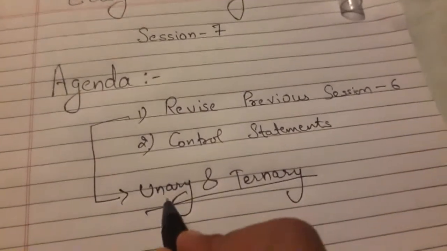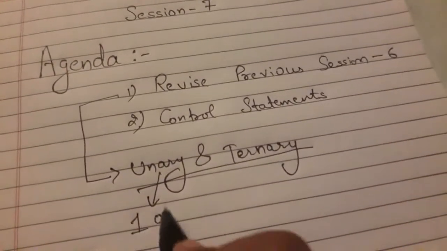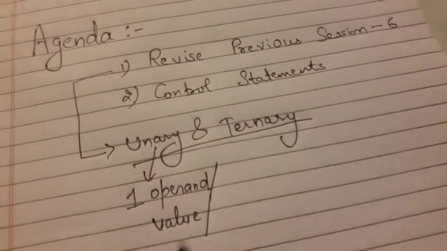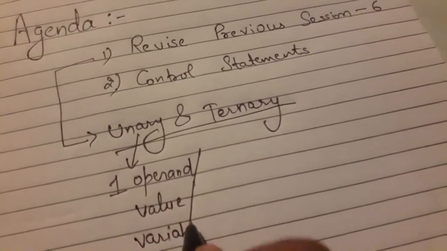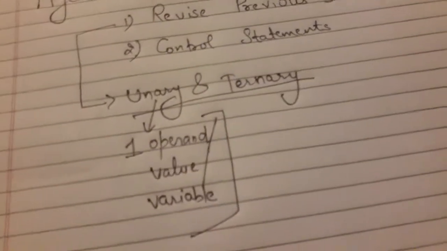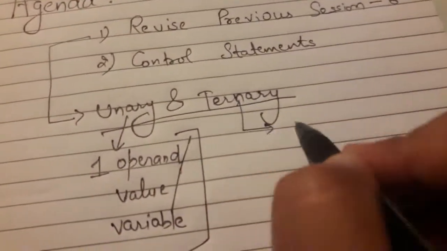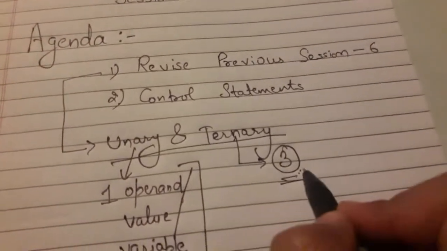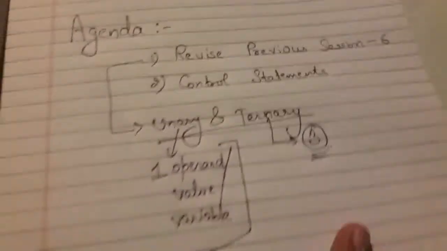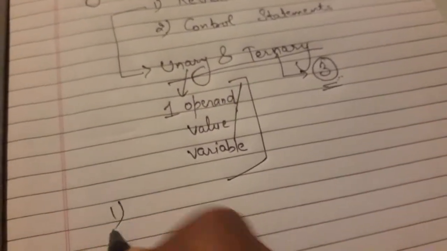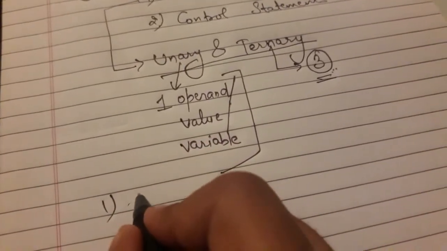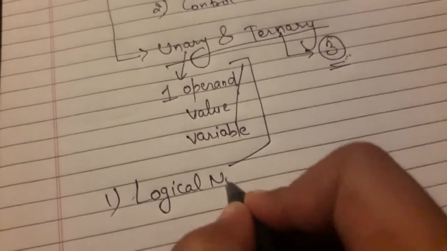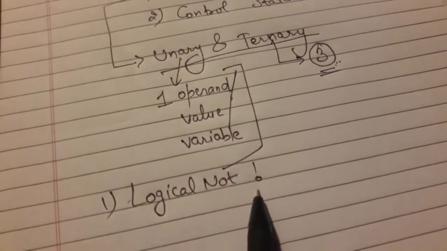Unary operator, I told you, works on one operand, value, or variable. Only one, right? And ternary operator works on three operands, three values or three expressions, right? And we discussed that logical not is also a unary operator, right?